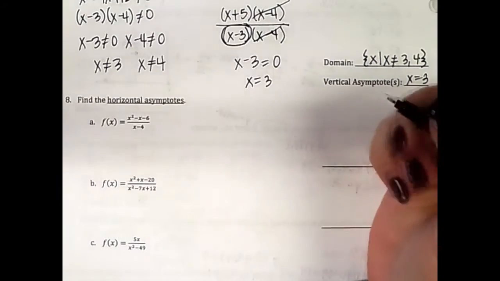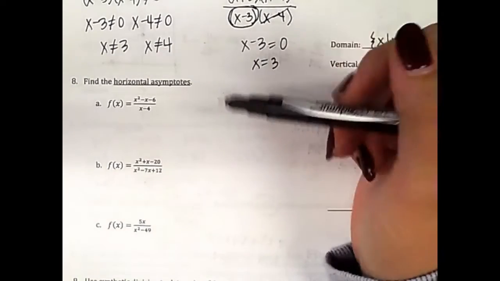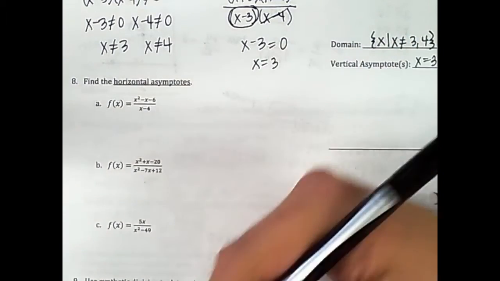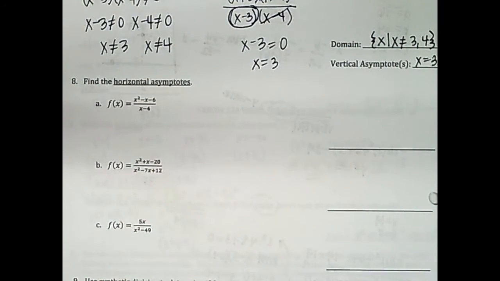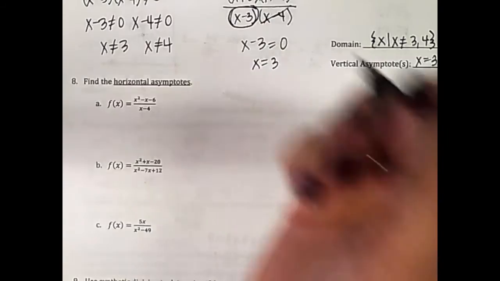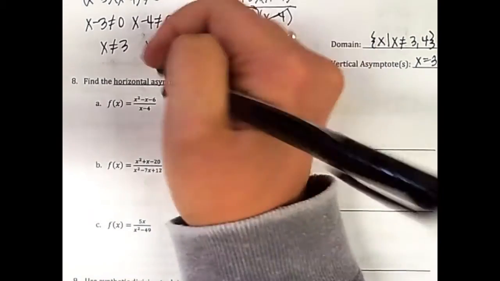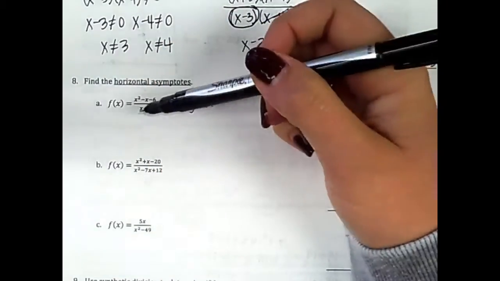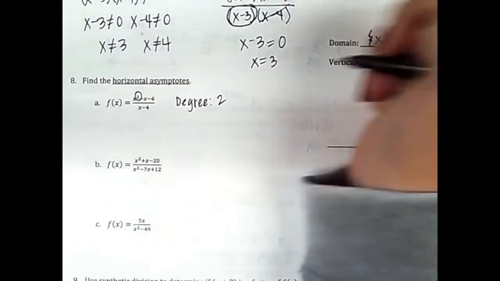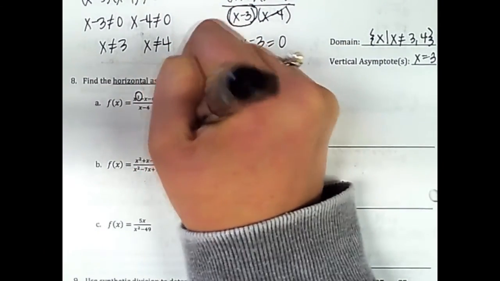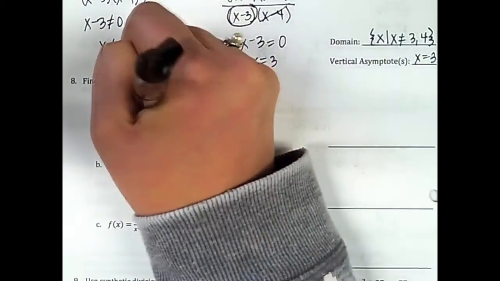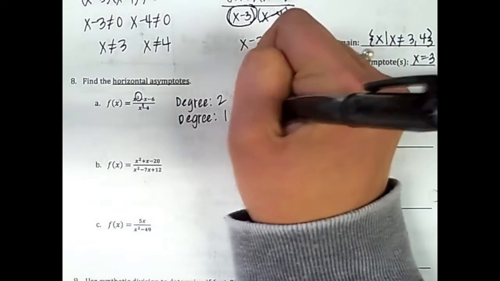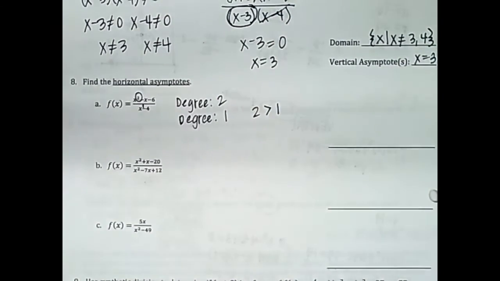So for number 8, we are now looking at the horizontal asymptotes. Remember, with the horizontal asymptotes, there are 3 rules that you need to know. And all of the rules have to do with the degree of the polynomial in the numerator versus the degree of the polynomial in the denominator. So if we're looking at A, the degree of the numerator, remember it's the highest degree, so it's the highest exponent here, is 2. And then the degree of the denominator is 1, because my highest exponent is just 1 there. And so the degree of the numerator is greater than the degree of the denominator.